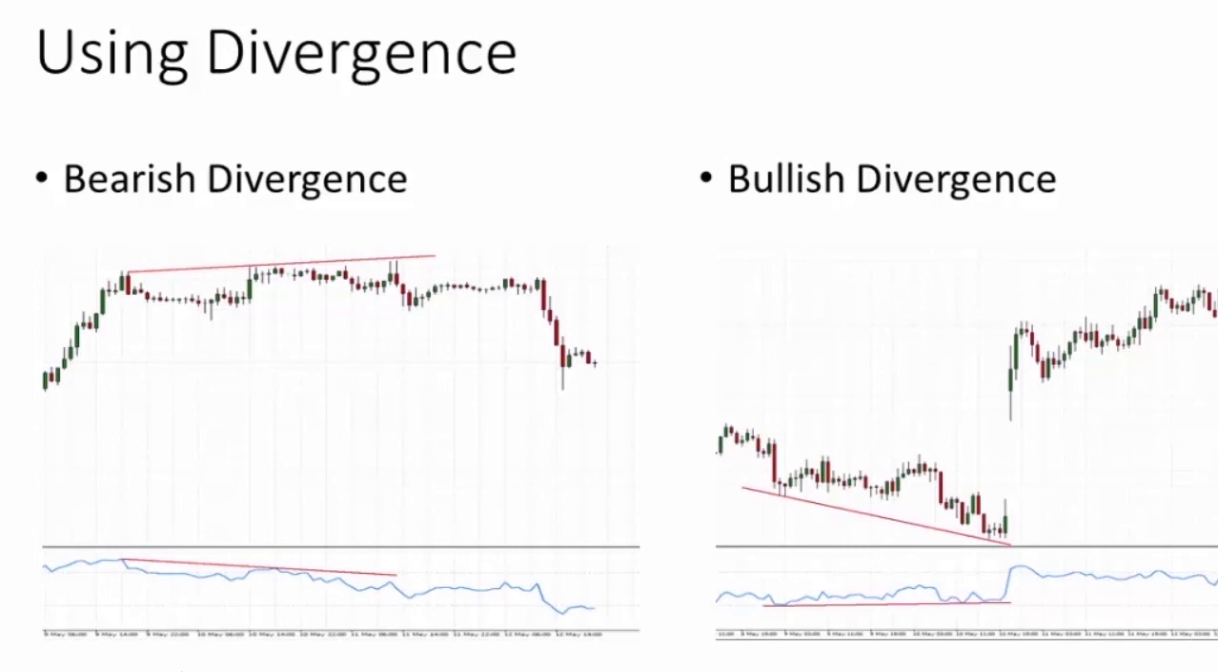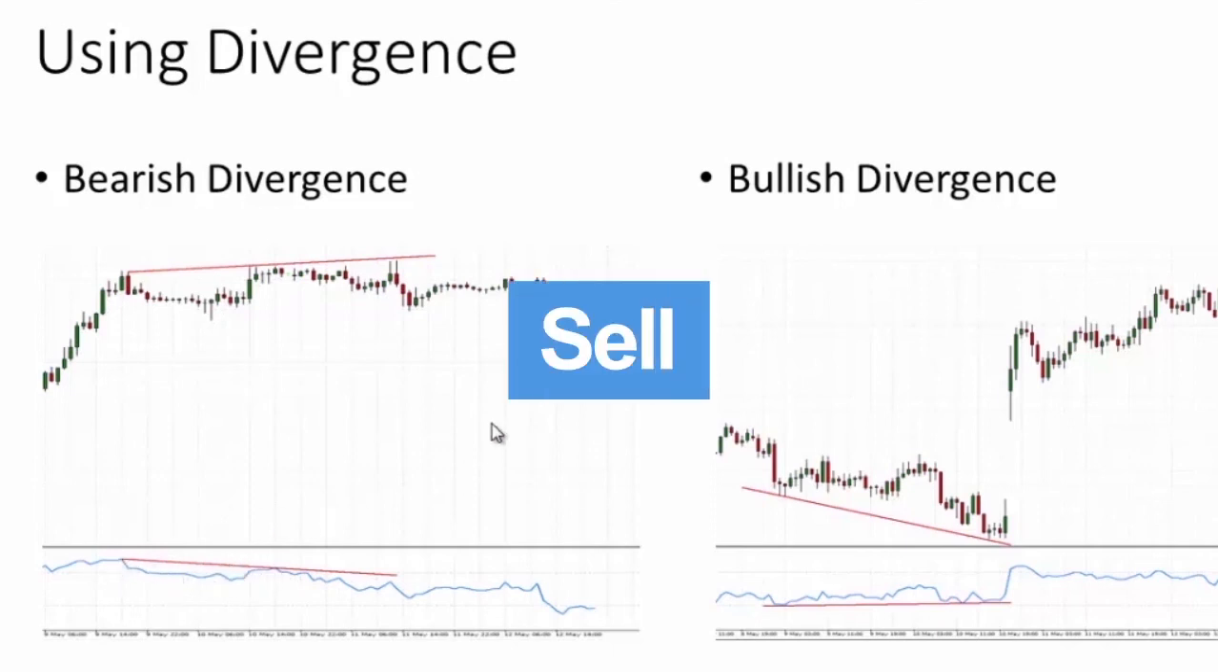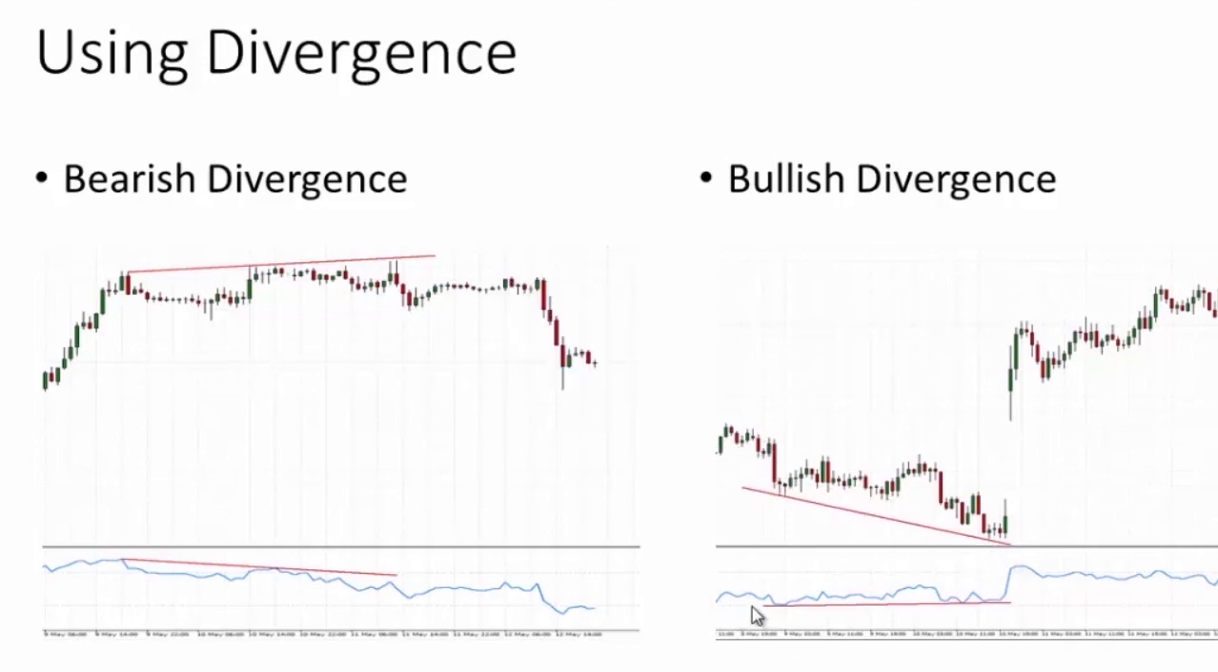Bearish divergence, when price reaches a new high but the RSI does not, is taken as a sell signal. Bullish divergence, which is interpreted as a buy signal, occurs when price reaches a new low, but the RSI value does not.